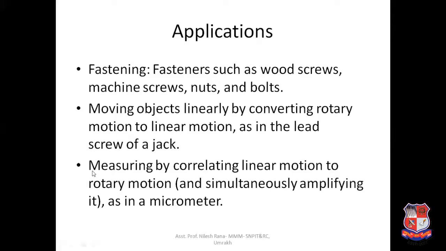Measuring by correlating linear motion to rotary motion and simultaneously amplifying it, as in a micrometer. You have also used a micrometer. So in that, what happens? The thimble and spindle motion: the spindle is rotary and the thimble is rotary, so you can see the anvil is reciprocated forward and backward.